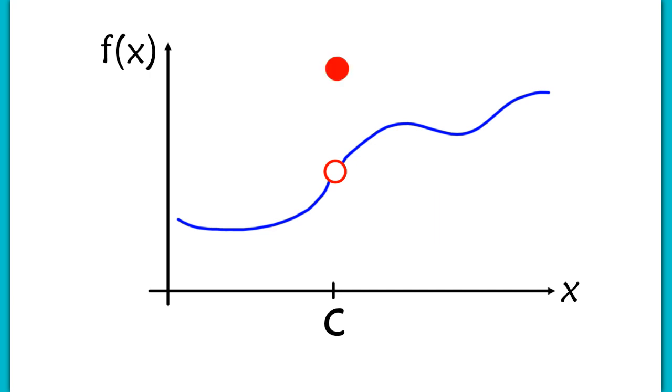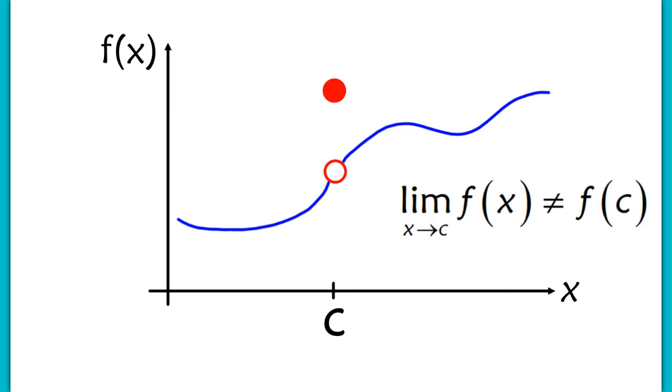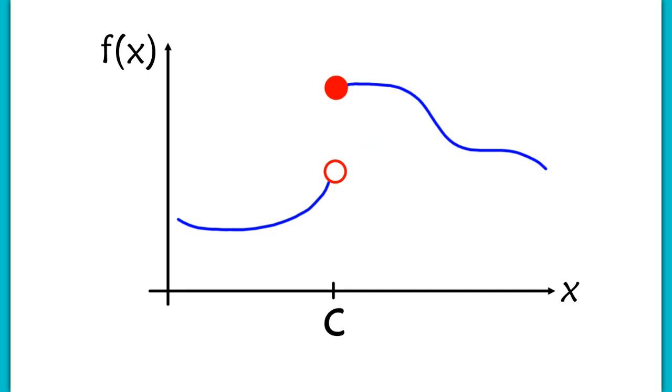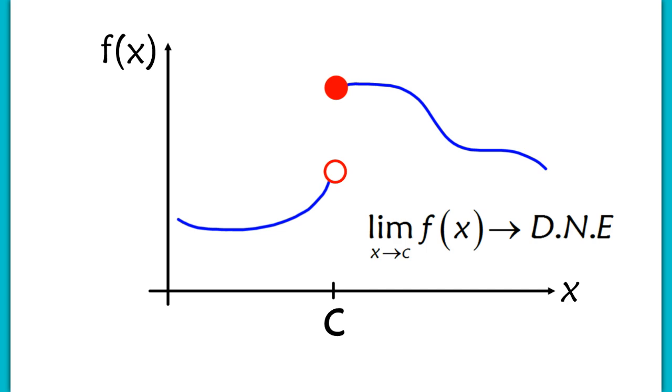So later on we're going to expand on this idea. Now in our second graph, this time f of c is defined. But we can also say here that the limit as x approaches c of our function does not equal f of c. In our third graph, once again, f of c is defined, but as we look at the limit as x approaches c from the left and from the right, our limits are not the same. So here, the limit fails to exist as x approaches c.